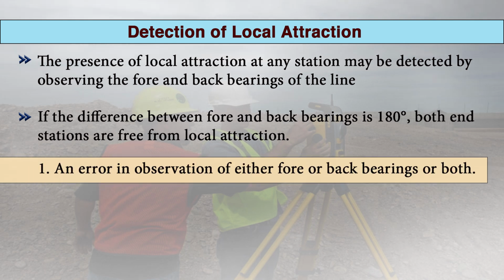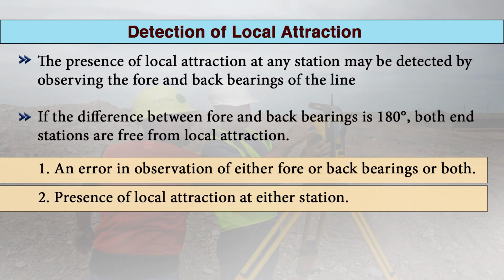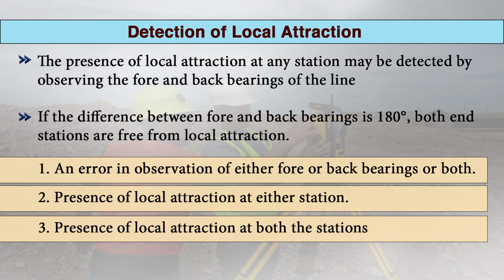Firstly, an error in observation of either fore or back bearings or both. Secondly, presence of local attraction at either station or presence of local attraction at both the stations. It may be noted that the local attraction at any station affects all magnetic bearings by an equal amount, and hence included angles deduced from the affected bearings are always correct. In case the fore and back bearings of neither line of a traverse differ by permissible error of reading, the mean value of bearings of the line least affected may be accepted.